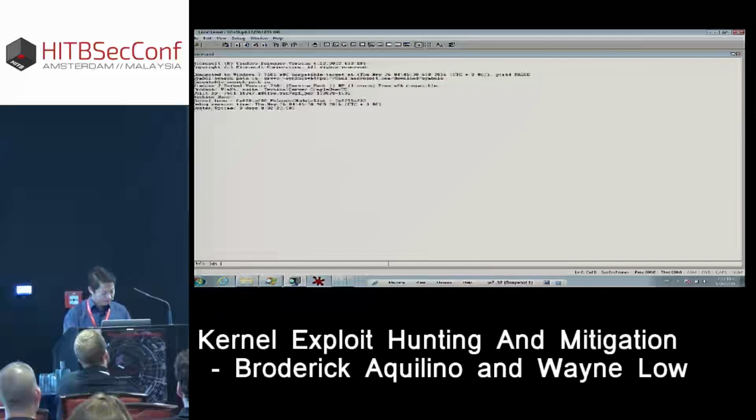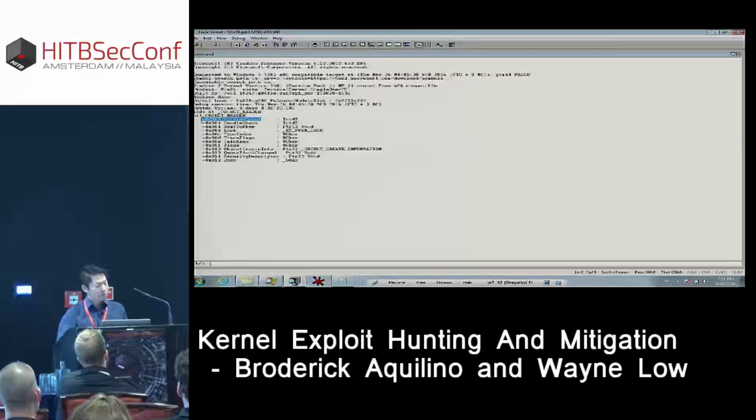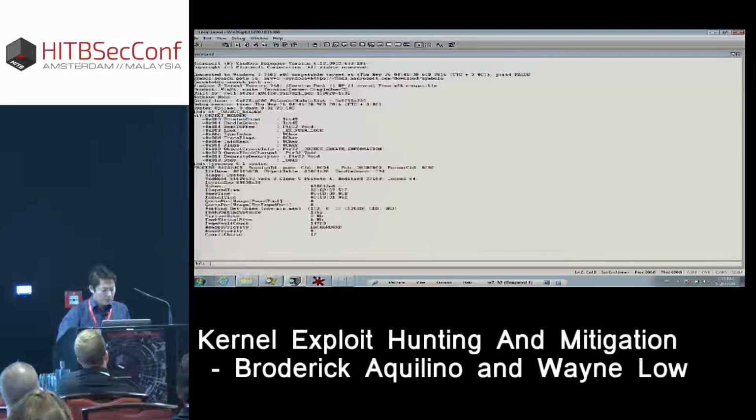So let's see. It's located at offset 0. Now we need to get the address of the access token of the system process. So this is the address of the access token of the system process. Now we need to get the address of its object header.